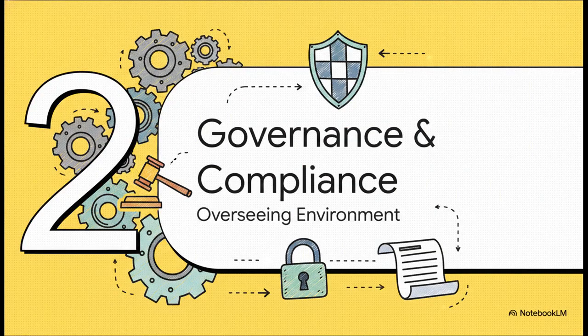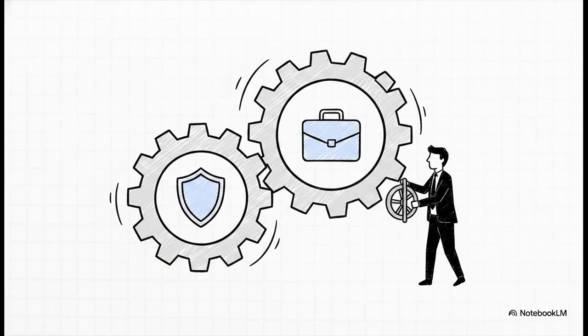Moving on to Part 2, Governance and Compliance, Overseeing the Environment. If there's one thing to take away here, it's that security governance means security is absolutely not just an IT issue. It is a core business operations issue. Security governance is the collection of practices that define and direct an organization's security efforts so they align perfectly with the broader business strategy and mission.